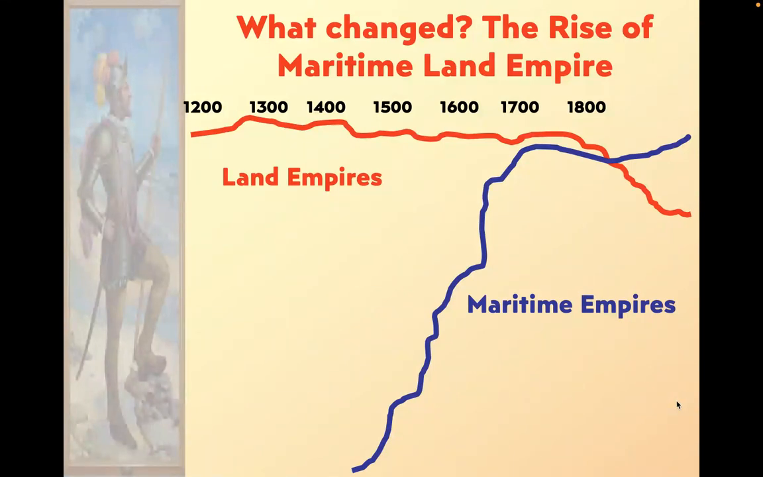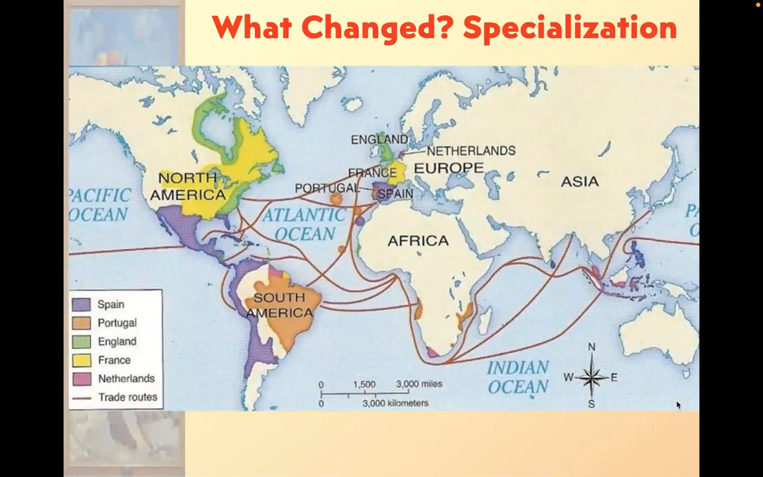This is a graphic that shows that land empires really have remained powerful and don't really begin to diminish until after 1800. But starting in about 1450, maritime empires are growing in power and will eventually pass them in importance, power, and control. The reason why is that the Europeans who are making these maritime empires have a great technological advantage that they're exploiting and using. Another change would be the beginnings of specialization.